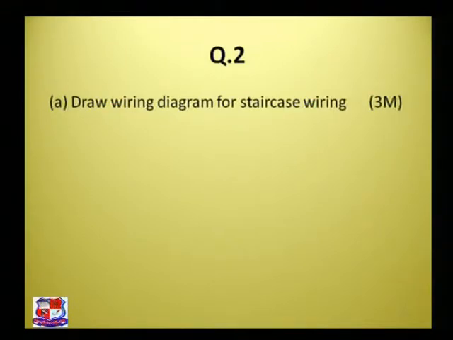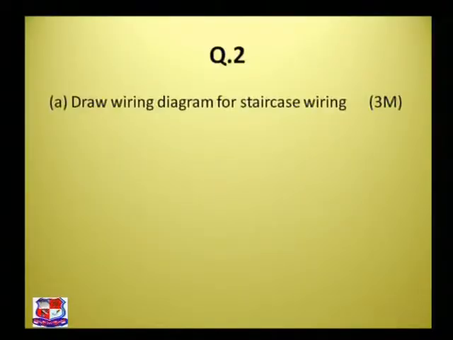For staircase wiring, in Hindi we say stair as seedhi, right? So there will be a lamp between the ground floor and first floor. Again, between the first floor and second floor there will be a lamp, right? When there are 2 lamps and we want to independently control these 2 lamps with the help of 2 switches, in those conditions the better way is to use 2-way switches, right?